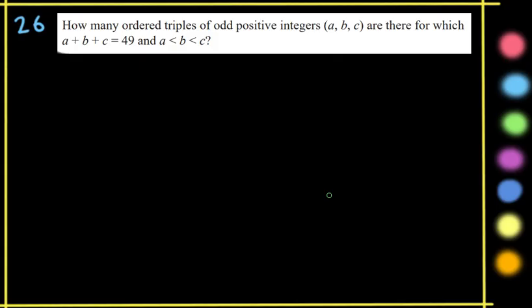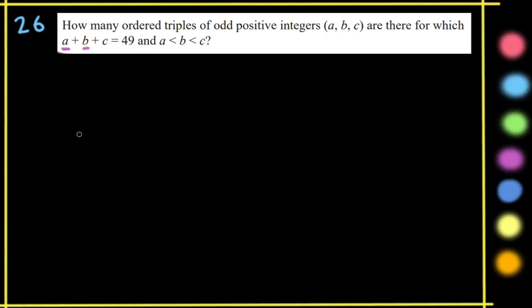So it says, how many ordered triples of positive integers a, b, c are there for which a plus b plus c equals 49 and a is less than b is less than c? So one way to do this is to think about what all the possibilities are for a, and then given a, what are all the possibilities for b? Once you have a and b chosen, c is fixed, right? So you kind of just have to take all the possibilities for a.